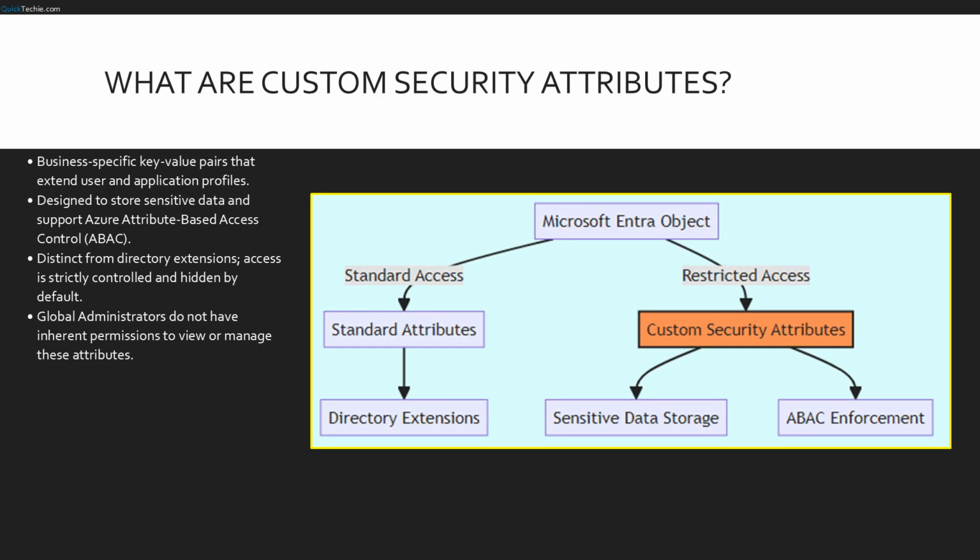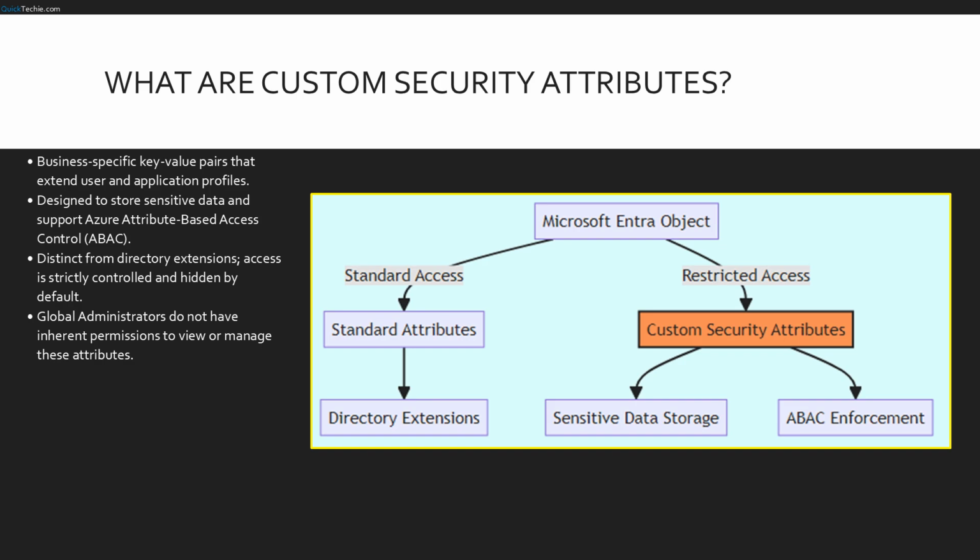To begin, we must define what custom security attributes are. Unlike standard directory extensions, which are often visible to any user in the tenant, these are highly secure key-value pairs designed for sensitive business data, such as employee clearance levels or project codes. Their primary power lies in their ability to drive attribute-based access control, or ABAC, allowing you to govern access to resources like Azure storage based on these tags. Crucially, they operate under a distinct permission model. Even a global administrator cannot read or manage these attributes without being explicitly assigned the correct roles, ensuring a higher standard of data privacy.